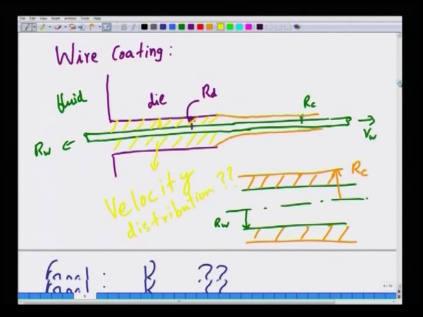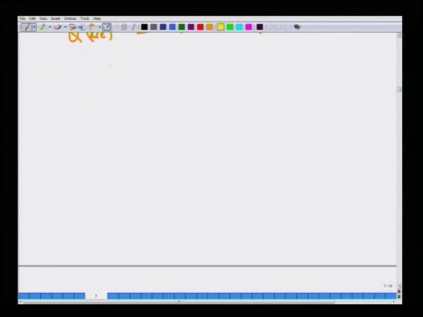What is the velocity distribution? So, let us solve that problem first. It is very similar to what we did just now, that is for a pipe flow. But there are some differences, that is the whole point of discussing this application. Now, we are going to use the usual assumptions.